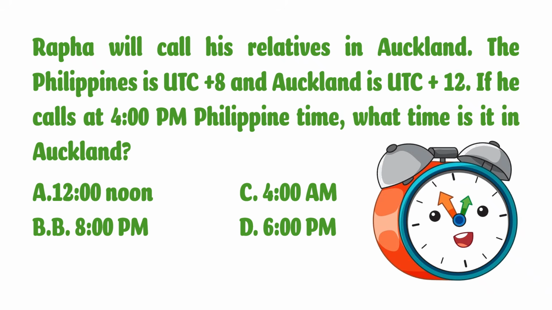Okay, for our next number, Rapa will call his relatives in Auckland. The Philippines is UTC plus 8 and Auckland is UTC plus 12. If he calls at 4 p.m. Philippine time, what time is it in Auckland? A. 12 noon, B. 8 p.m., C. 4 a.m., D. 6 p.m.